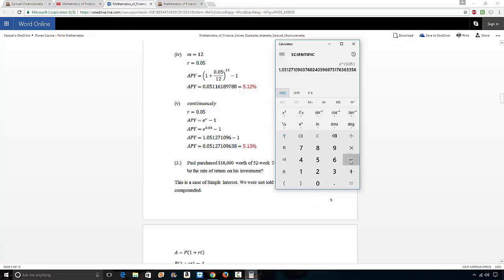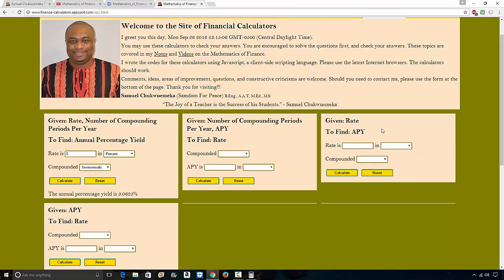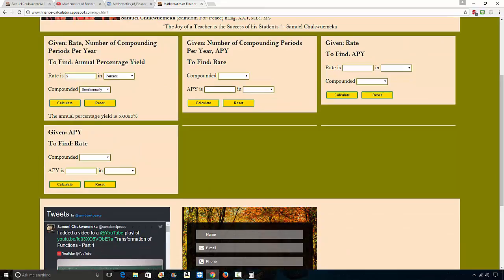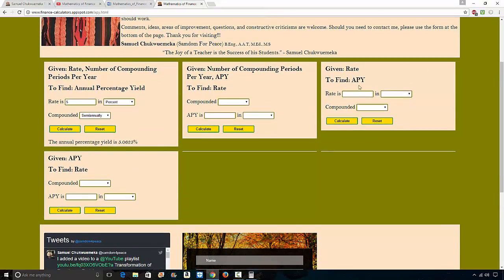Then you do -1 equal to, okay, and that gives you all these big numbers. Then you now multiply by 100 to give it to you in percent, and that is 5.1271%. I used 2 decimal places. And if you want to do it here for continuous compound interest, that means you're giving the rate and it's compounded continuously. So you go to here, rate is compounded continuously only.